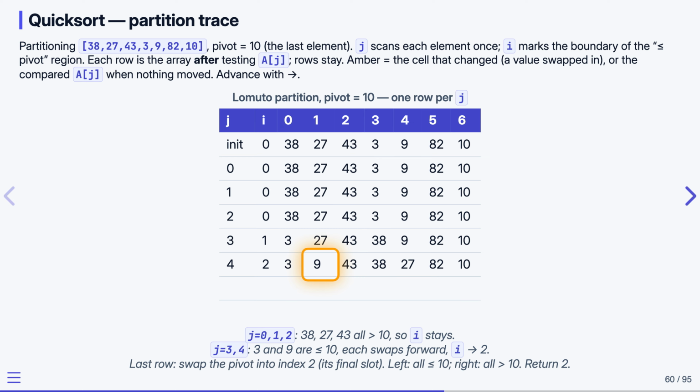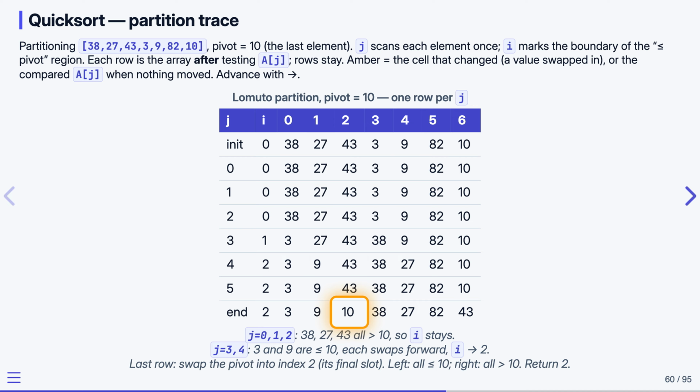J equals 4. At index 4 is 9, also less than or equal to 10. We swap it into the boundary at index 1, the amber cell, and I moves to 2. J equals 5. A at index 5 is 82, which is greater than 10. So no swap and I stays at 2. The scan is now done.